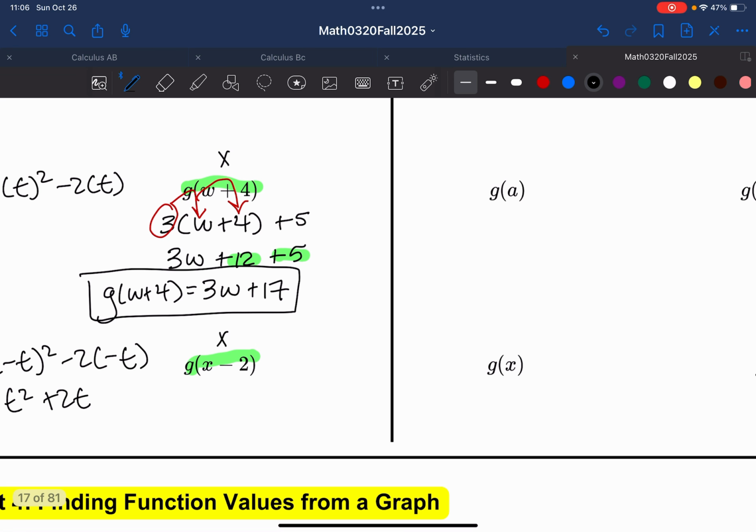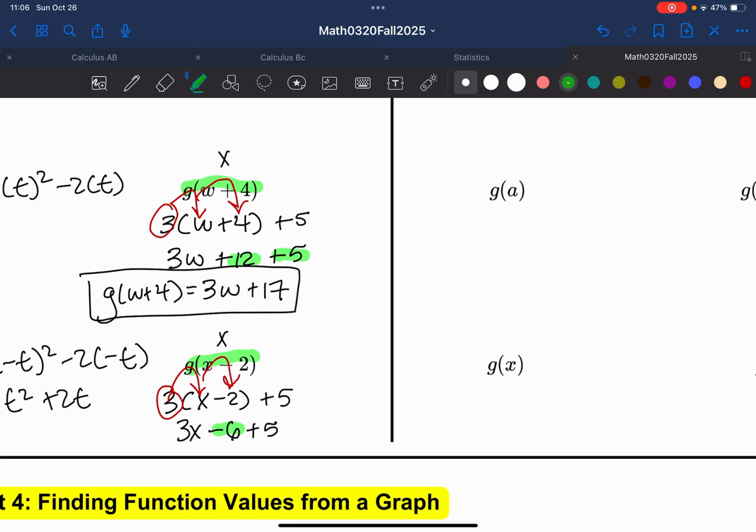Okay, then I'm going to plug in x minus 2. So 3 times x minus 2 plus 5. Anywhere that I see an x, I'm going to plug in x minus 2. I'm going to distribute the 3 in. And then I get 3 times x, which is 3x, and 3 times negative 2, which is negative 6. Bring down the plus 5.